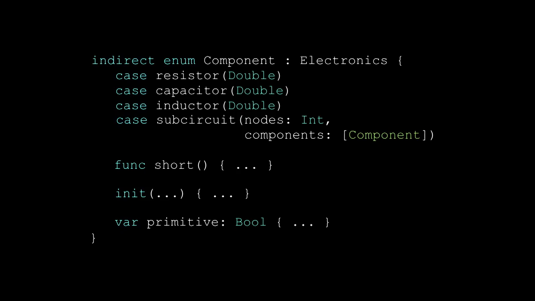You can make convenience initializers. And even though you can't add stored properties to enums, you can add computed properties. And you can nest these enums within structs or within classes. And this gives us a very rich set of data opportunity in addition to the structs and classes.